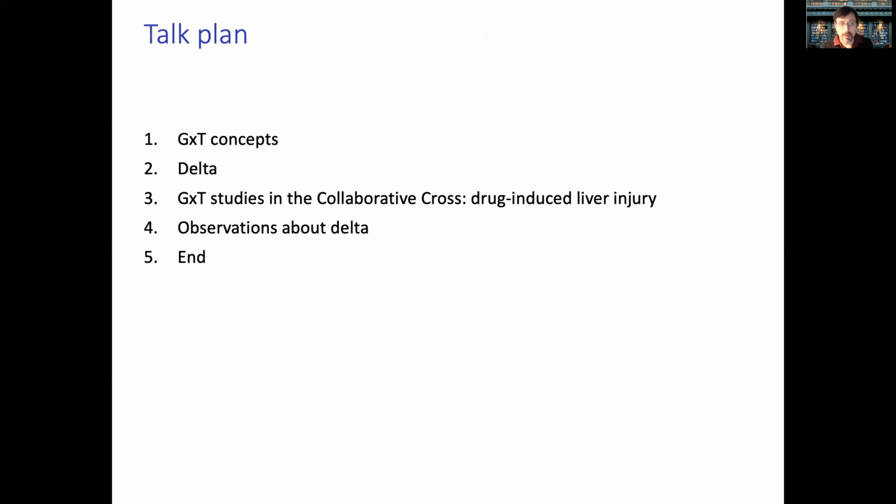First, I'm going to talk about some general G by T concepts and introduce the notion of delta. Then I'm going to briefly describe some G by T studies in the collaborative cross on drug-induced liver injury. And then I'm going to share some observations and thoughts about delta.